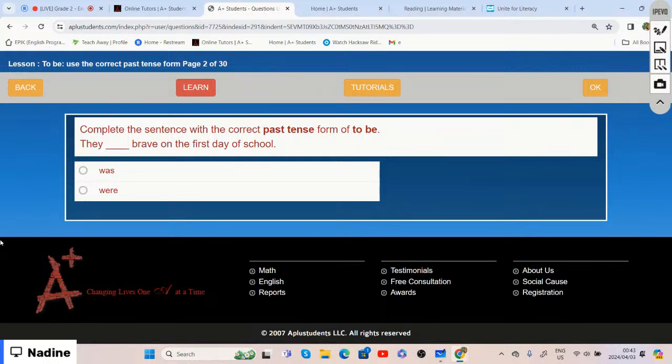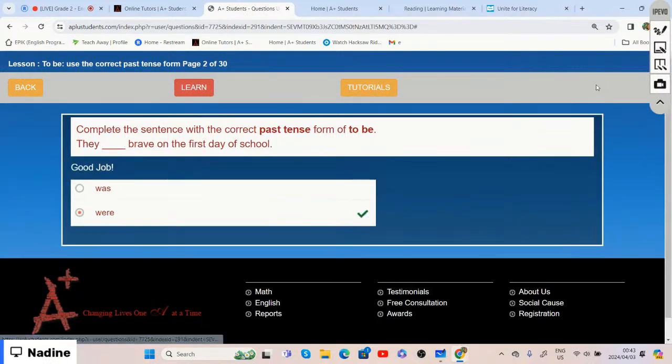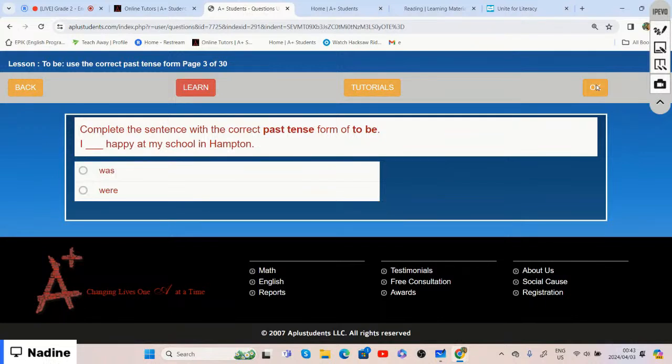All right, and if we choose the correct past tense form of to be, then we can say they were. Because if we refer to more than one person, or we refer to you, then we can say you, they, or we were. So well done, were is correct. Let's go on to the last one.